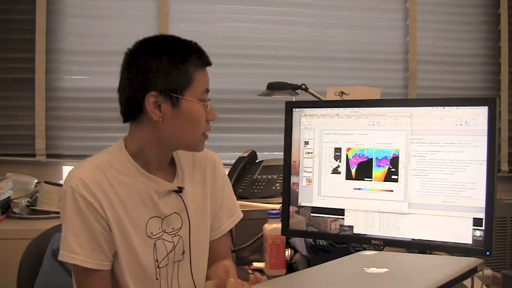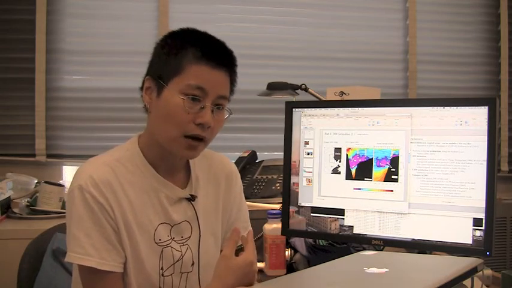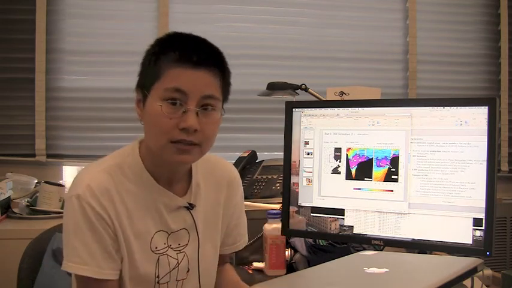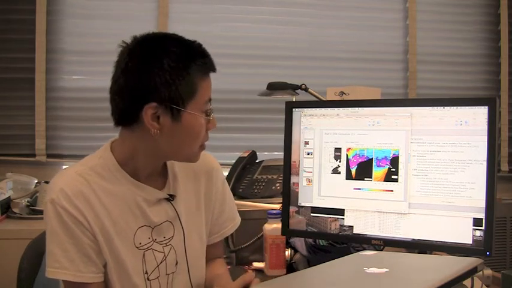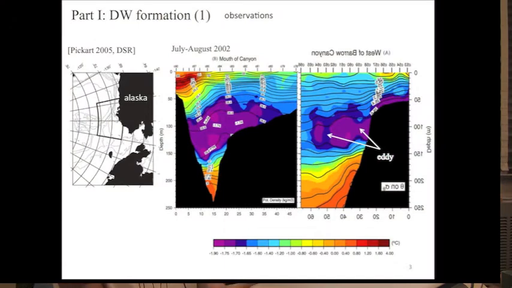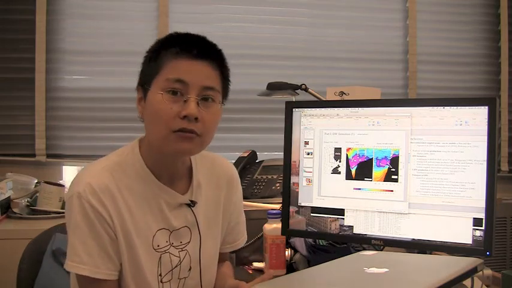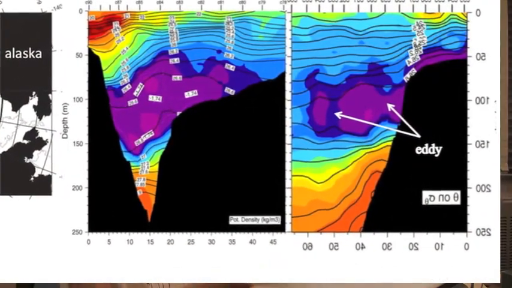So this is a figure that shows an observation from Bob Pickard at Woods Hole, where they went out along the coast of Alaska, and measured the interior water mass next to the Barrow Canyon. And so the picture to the left shows the location of their expedition with Alaska labeled there, and the little box shows where the expedition took place. And within that box, there's a very narrow canyon called Barrow Canyon, and that's what you see in the middle panel, as well as on the right side, next to the coast of Alaska.